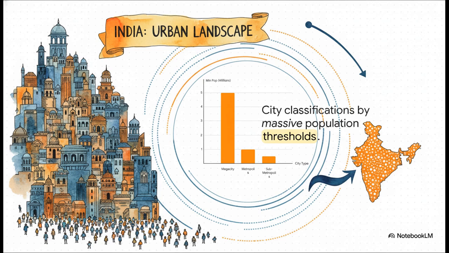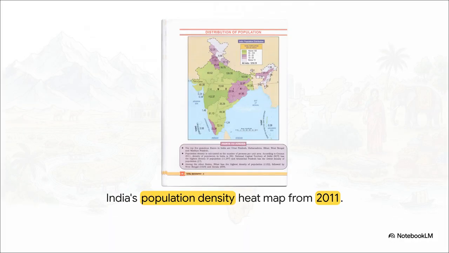A metropolis holds between 1 and roughly 5 million people, but a megacity boasts a staggering population of over 5 million residents. Looking at the density across regions, the numbers are absolutely wild. Just notice the stark contrast here. You've got the National Capital Territory of Delhi sitting at the highest density with 11,297 persons per unit area.